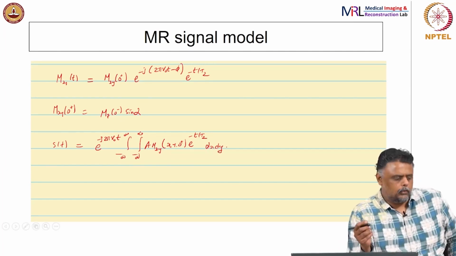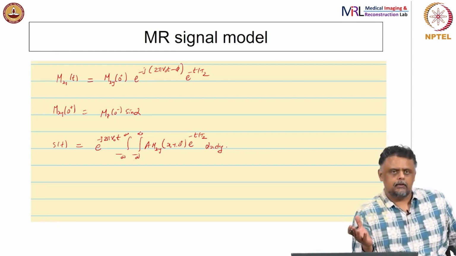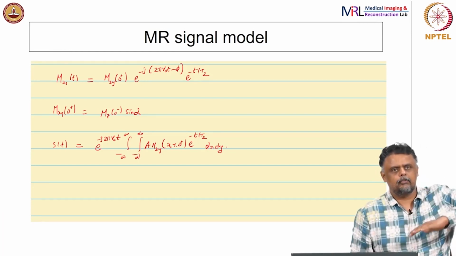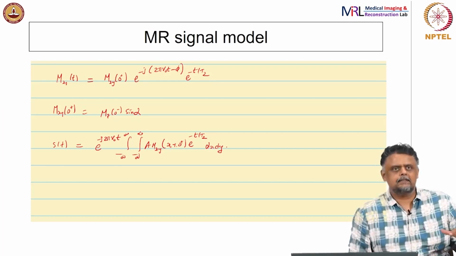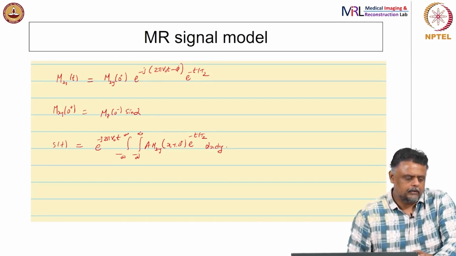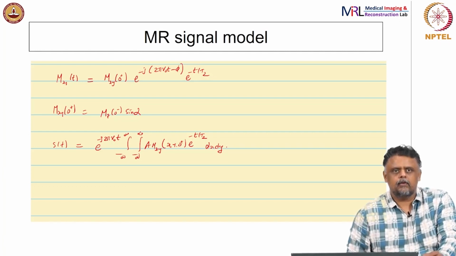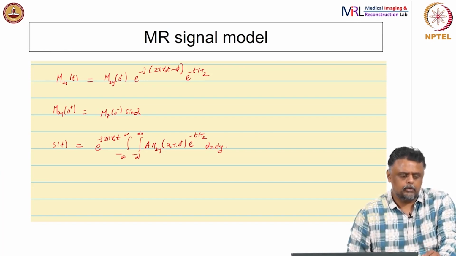So, the signal that is acquired, that is received by the coils, is actually a function of the magnetization that has been flipped into the plane. But since there is some variability in the magnetic field, there is a variation in Mxy. That is why we have to integrate Mxy, and A is some amplitude; all the other constants have been absorbed in A.